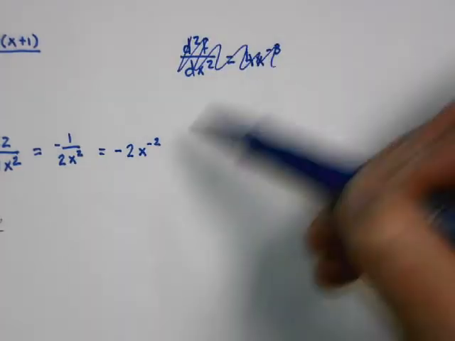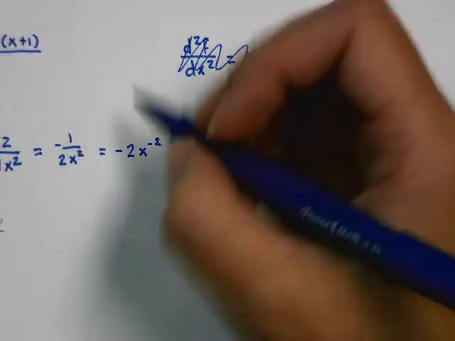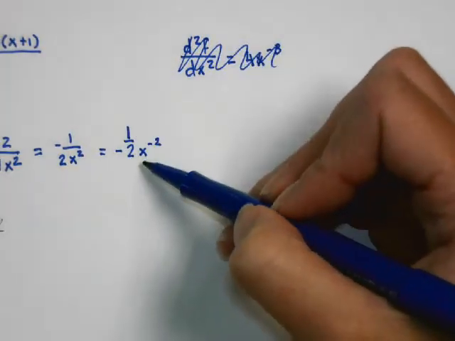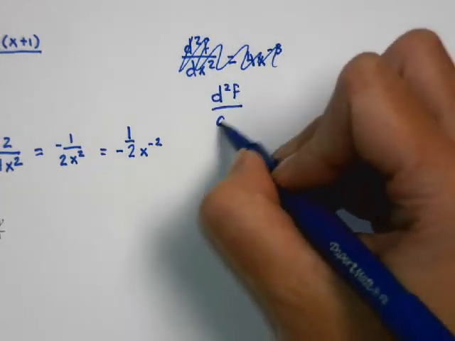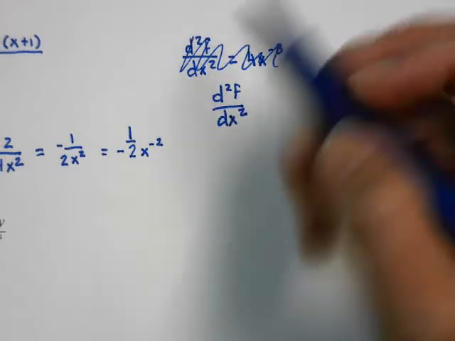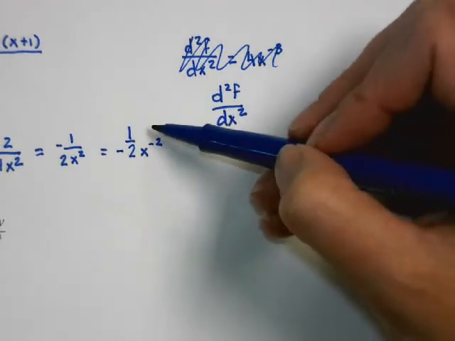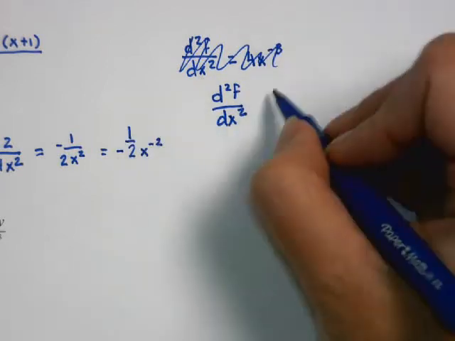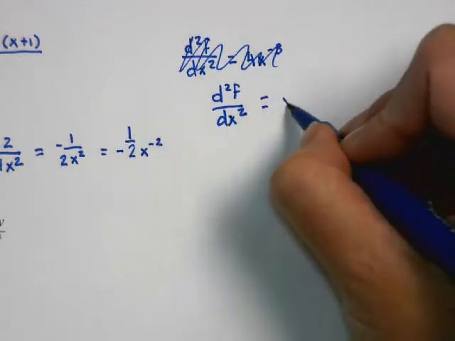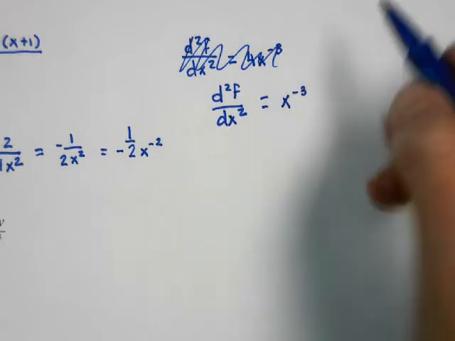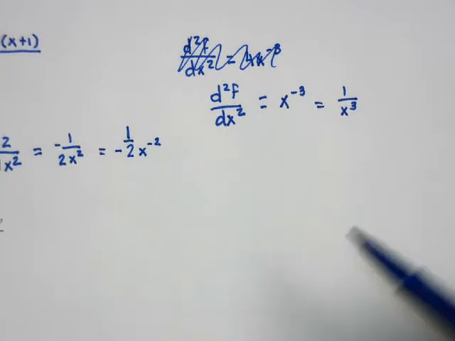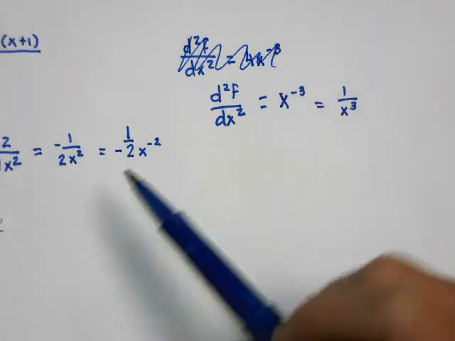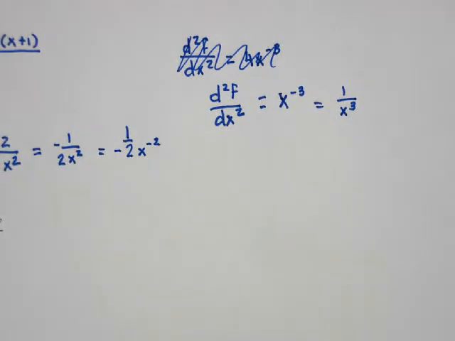Okay, scratch that. Go back here. I did a bad thing. 1/2 is still 1/2. So this is going to be 1/2 x to the negative 2. So d2f over dx2, we're going to have a negative 2 times a negative 1/2, which is going to be a positive 1. And then we're going to have x to the negative 3, or we could write this as 1 over x cubed. Now I did this one using the power rule. In the notes, I used the reciprocal rule and arrived at the same thing, if you want to take a look.